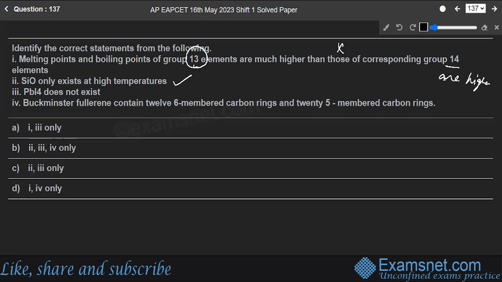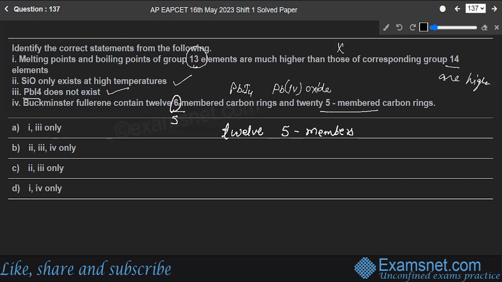Then this is PbI4 or lead 4 iodide. This does not exist. Right, this is correct. This does not exist. Next is Buckminsterfullerene contains 12 six-membered carbon rings and 25 five-membered carbon rings. See, Buckminsterfullerene contains 12 five-membered carbon rings and 20 six-membered carbon rings. So first is incorrect and the fourth is incorrect. That makes D option. Wait.